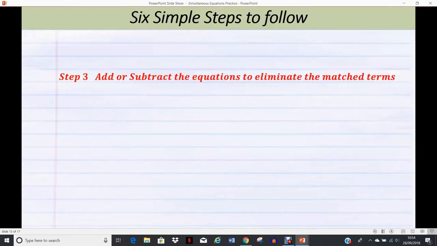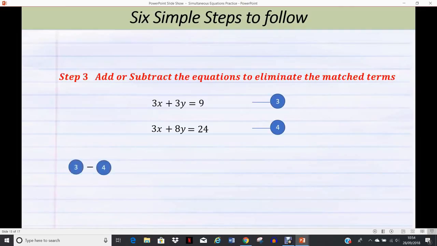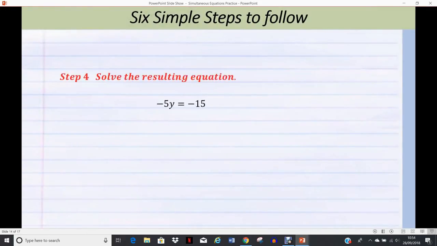Well, step 3 is to add or subtract the equations to eliminate the matched terms. So here are our equations. Clearly I need to subtract the two equations in order to eliminate the x terms. So the 3x minus 3x will cancel out, and leave us with 3y minus 8y on the left hand side and 9 minus 24 on the right hand side. When I simplify this equation, I get minus 5y equals minus 15, and I move on to the next step 4, which is to solve the resulting equation.